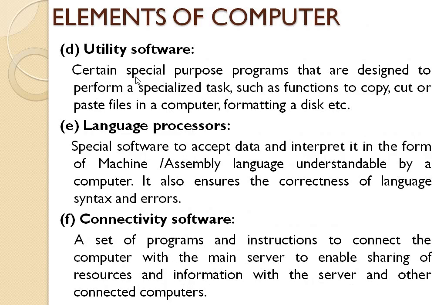Next comes utility software: certain special purpose programs designed to perform a specialized task, like copy, cut, paste, and formatting a disk. The softwares we use for those things are called utility software. Language software, a processor, is for example a compiler or assembler. For example, I'm entering something using my keyboard.